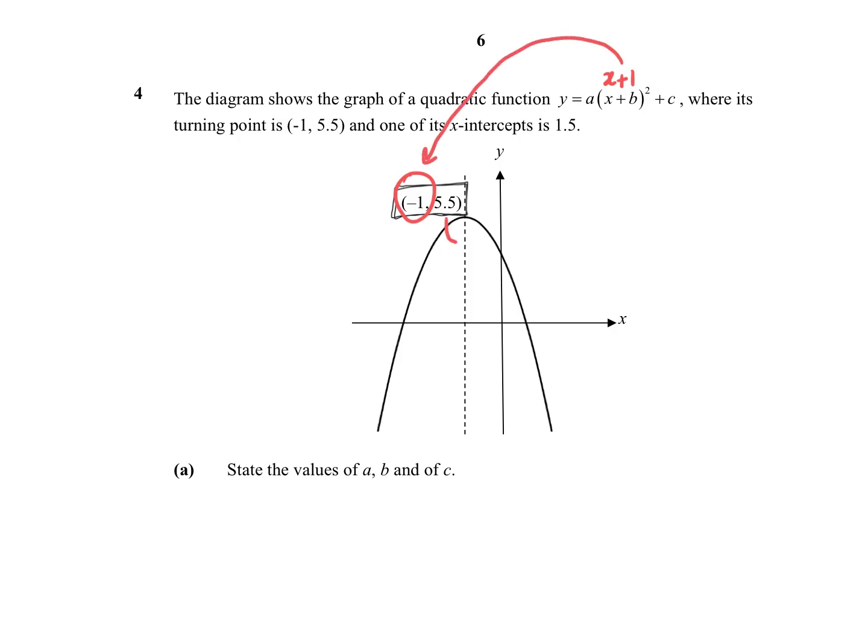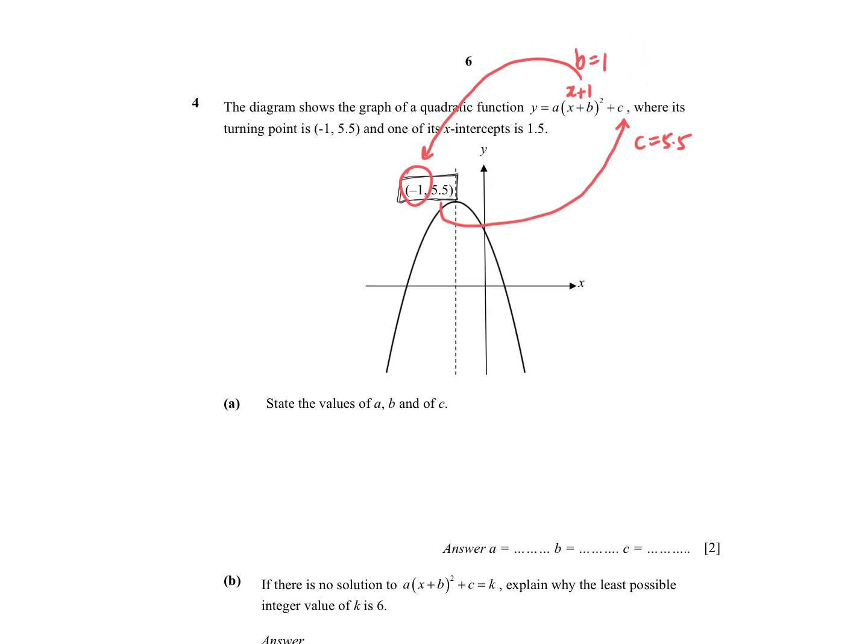And then usually the y comes from here. So it tells me that C must be 5.5, and my B must be 1. So in your answer blank, once I see these two, this is 1 mark. The second mark goes to A.